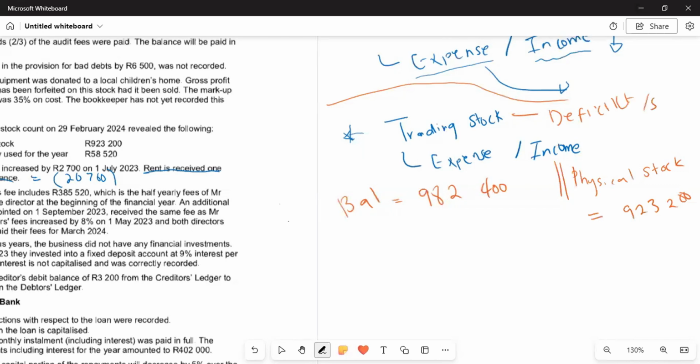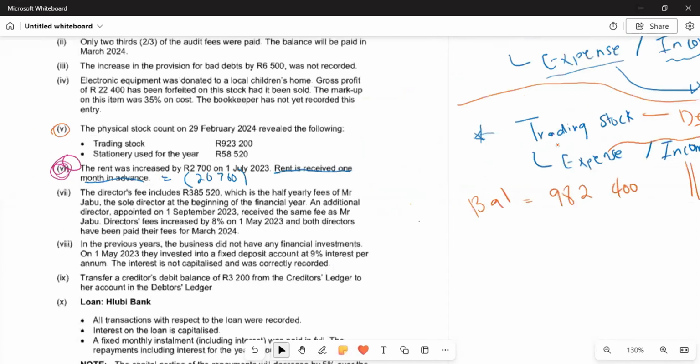Now remember, with trading stock, it can either be a deficit or a surplus. And remember, if it's a deficit, it will be an expense. If it's a surplus, it will be an income, right? Now let's see if there's any other information related to trading stock.